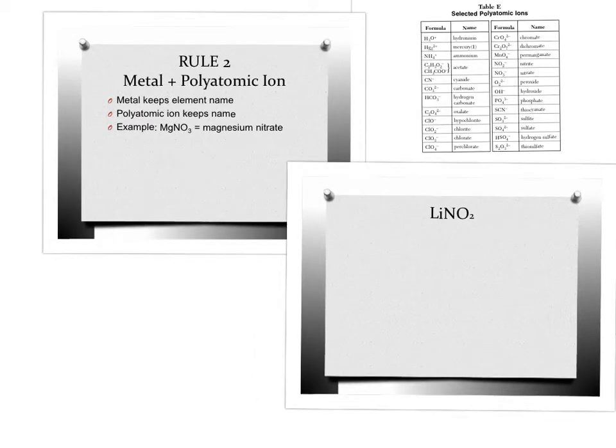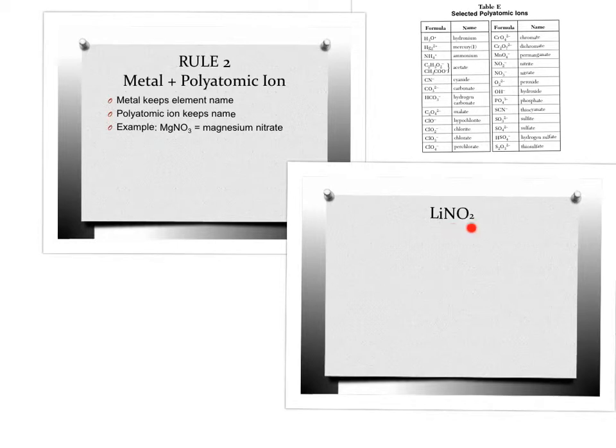In rule number 2, we are looking at metal and polyatomic ion, which means that we have more than 2 elements. In this case, we're again going to keep the element name of the metal, and the polyatomic ion, we're going to keep its name also. And to determine the polyatomic ion, we're going to go to table E, which will be provided for us. So let's just take a look at this example.